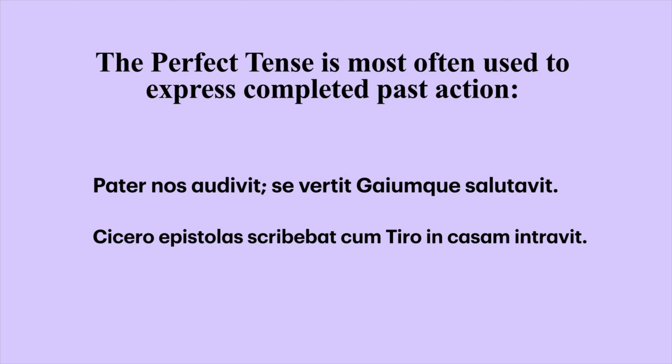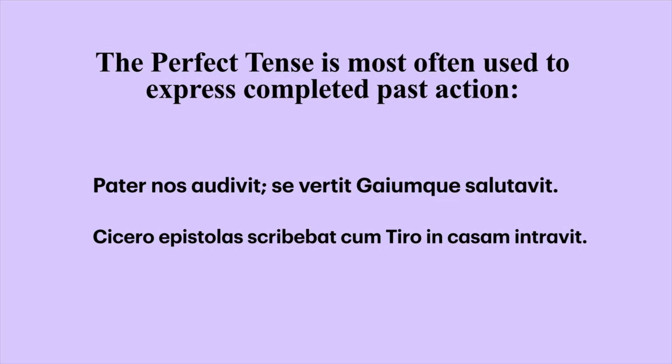Another example sentence: Cicero epistolas scribebat, cum Tiro in casam intravit. Cicero was writing letters, so here we have the imperfect, when Tiro entered the house. So we see a difference in the use of the imperfect for an ongoing action that's not completed, contrasted to the perfect, cum Tiro in casam intravit, when Tiro entered the house, a completed action in the past.